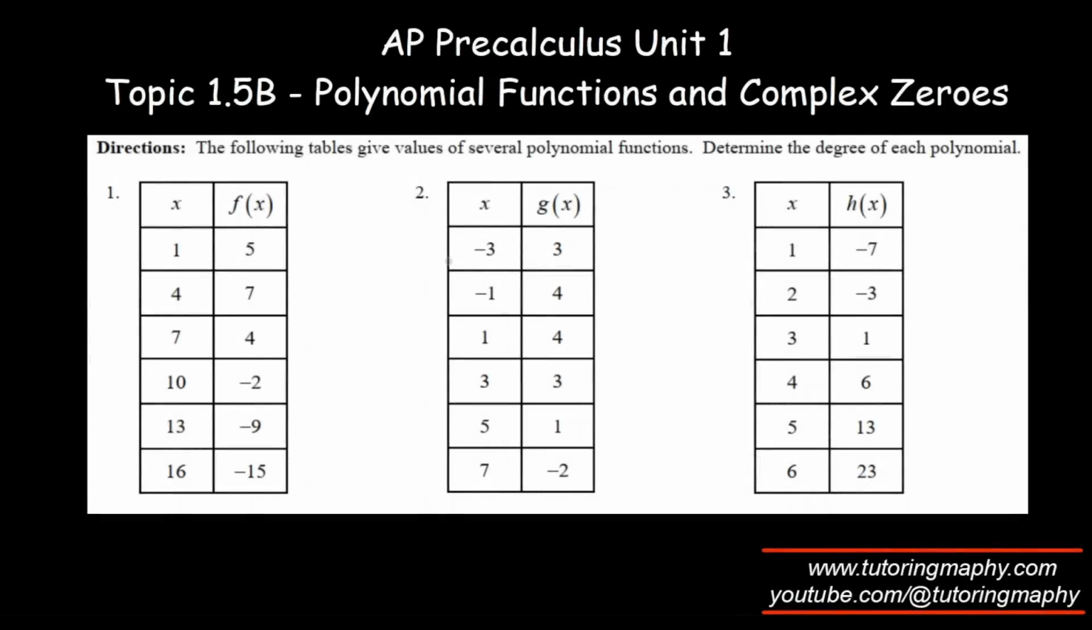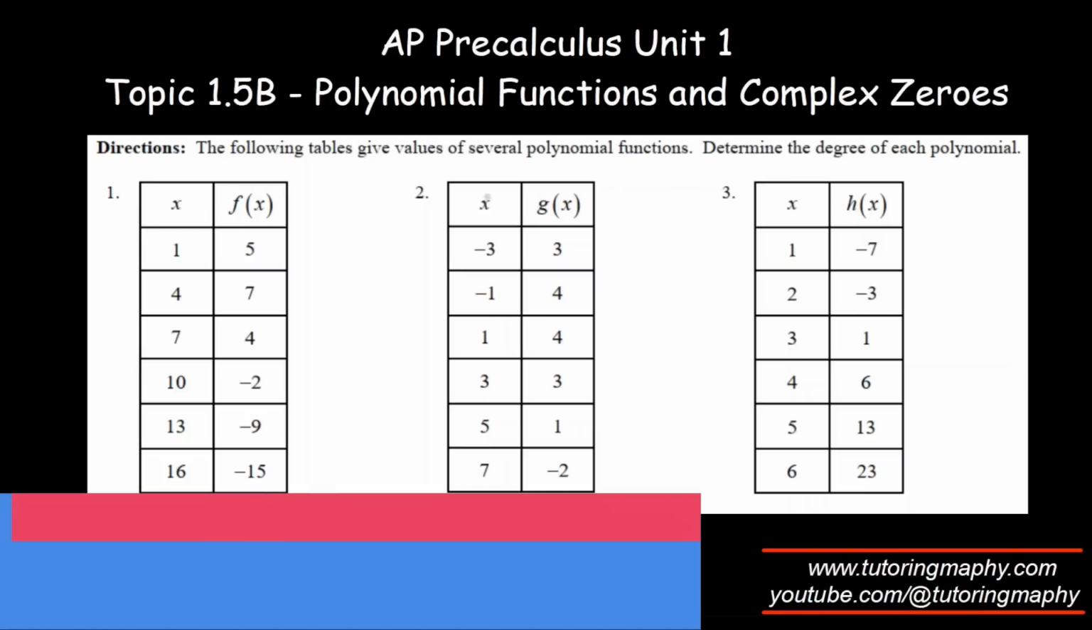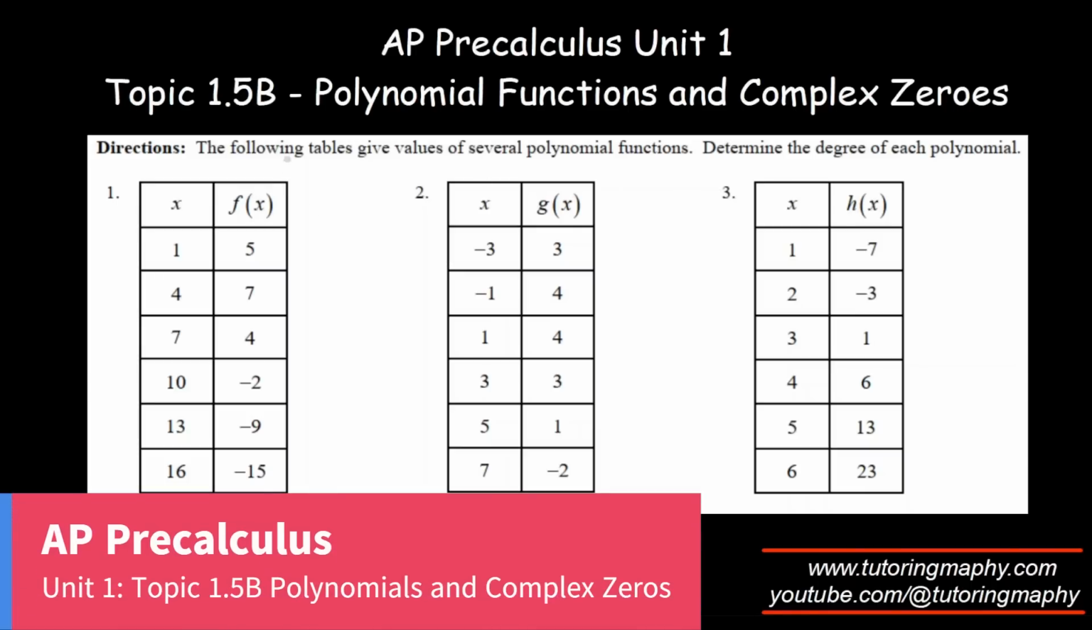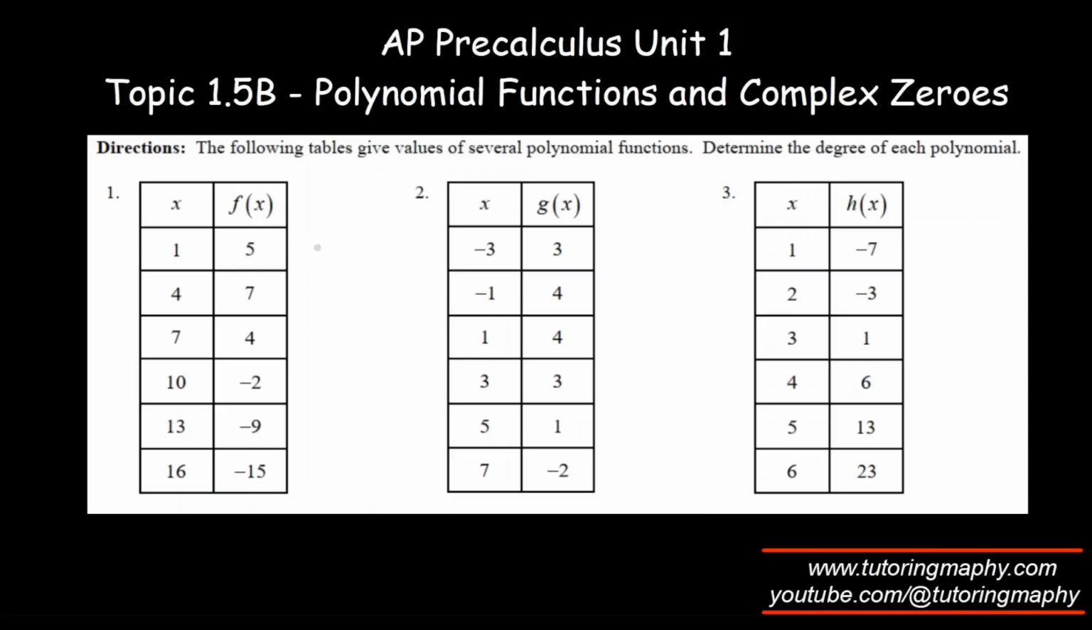Right, guys, this is the second video on 1.5 polynomial functions and complex zeros. Here we are given a table of several polynomials. We need to find the degree of the polynomial. So we know that the degree depends on which difference is constant, right? First difference, second difference, third difference, fourth difference. And whichever difference is constant, that is basically the degree of that polynomial.